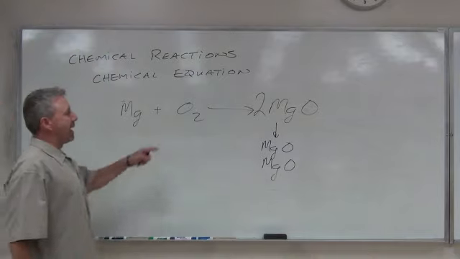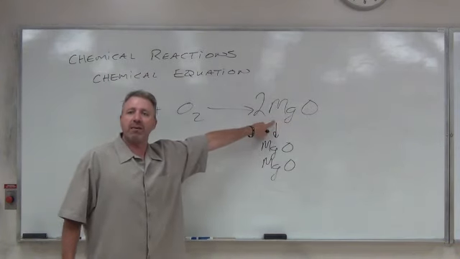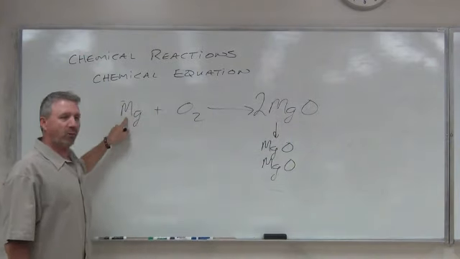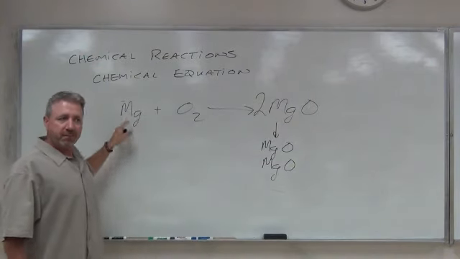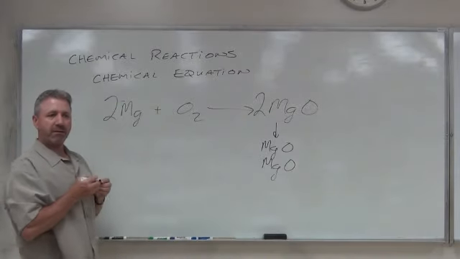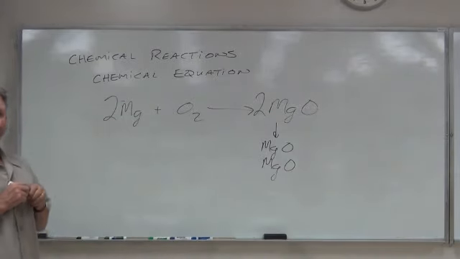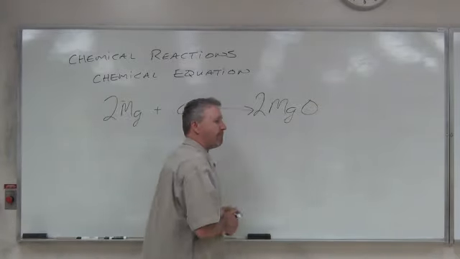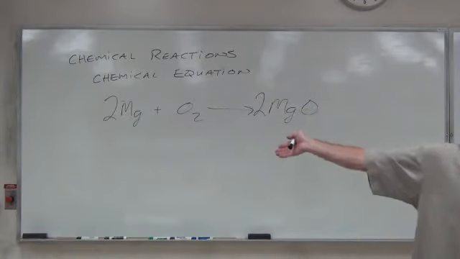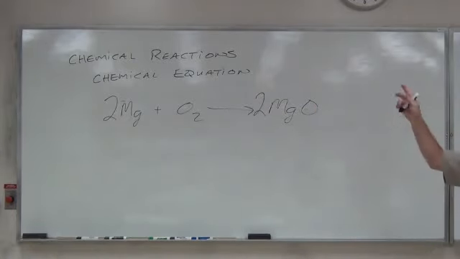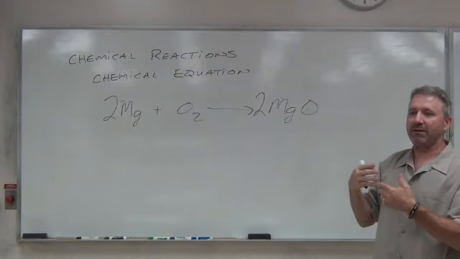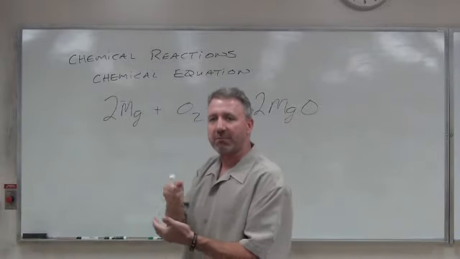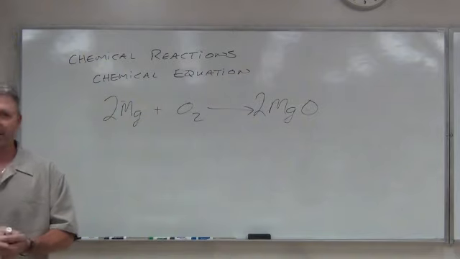So I balanced my oxygens, but at the same time I screwed up my magnesiums, didn't I? Now my magnesiums don't balance because I have two over here and one over here. So what do I need? I need a coefficient out here. Balancing chemical equations by inspection, which is what this is called, you're going back and forth. It's really kind of a trial and error process. And the only way you get good at it is by practicing, practicing, practicing.